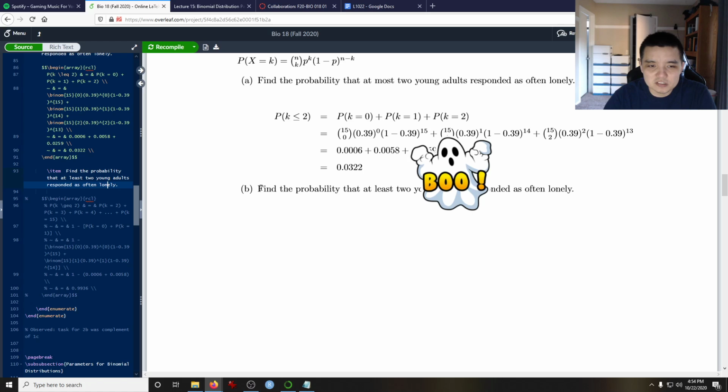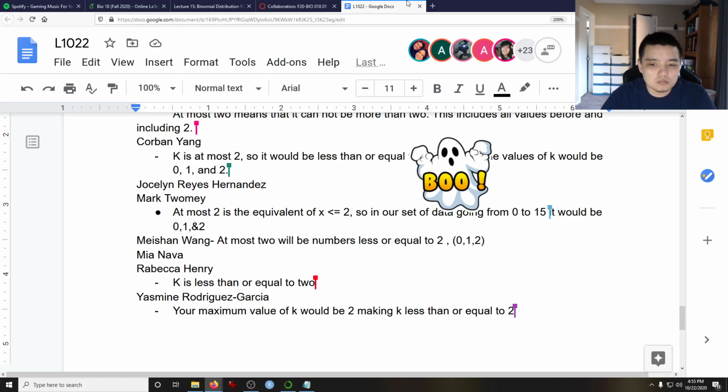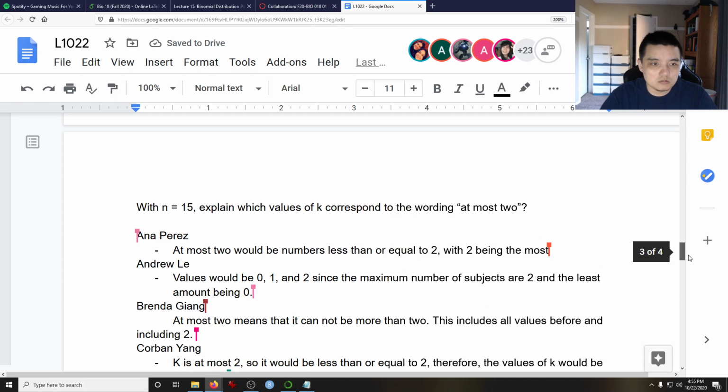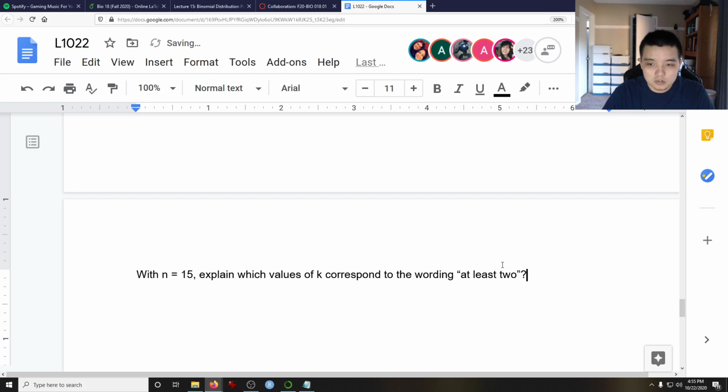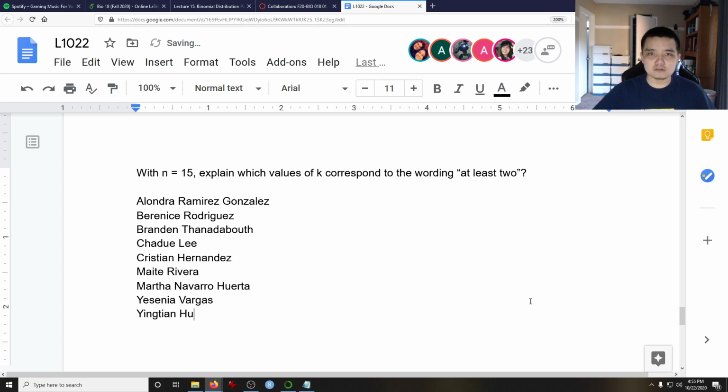And then it's not necessarily fun to talk about loneliness, so we'll do just one more example in this setting. We're going to find the probability that at least 2 young adults respond as often lonely. So the last group of people get to explain how to handle that wording, at least 2.